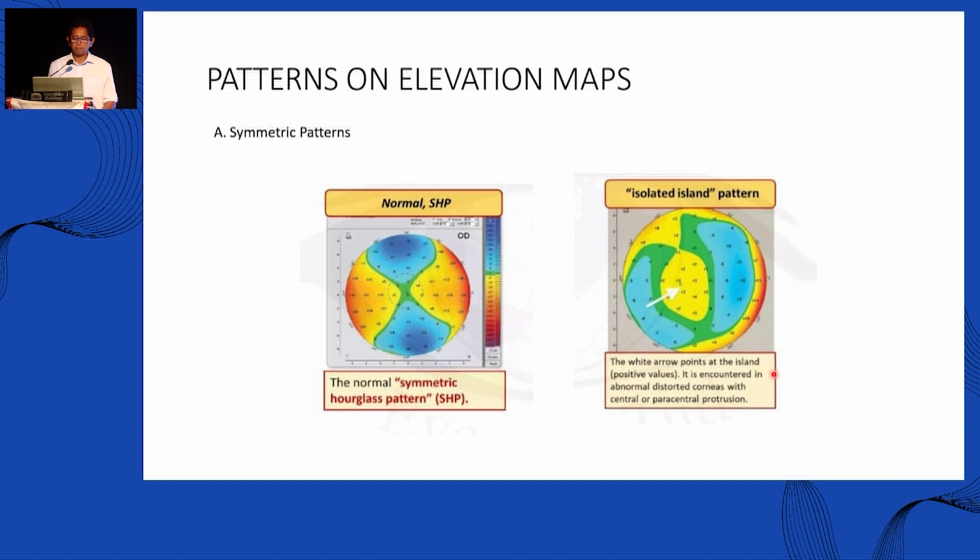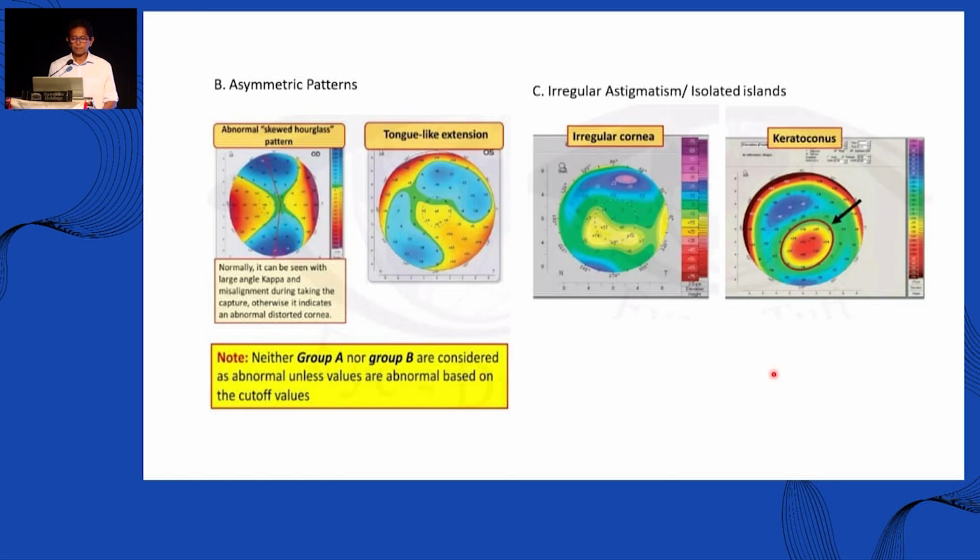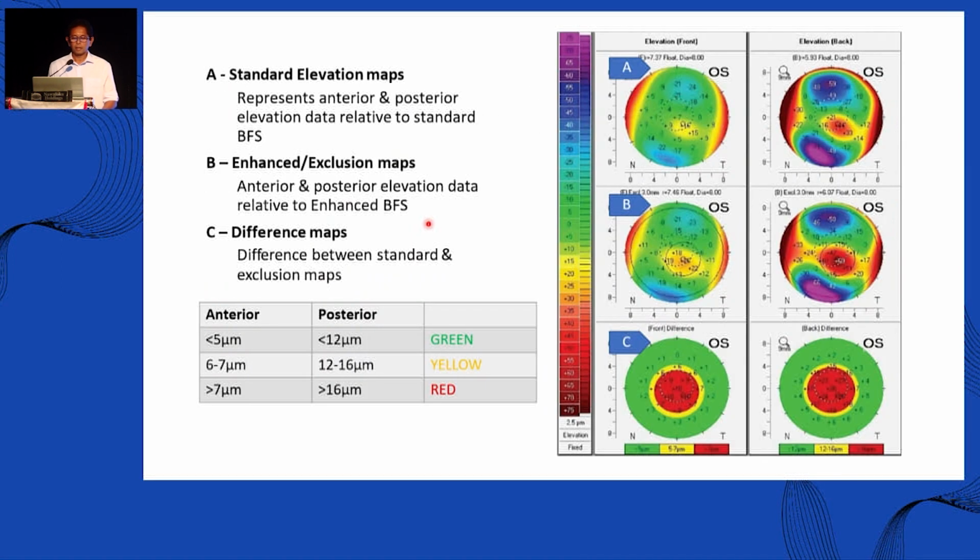So elevation maps, you can see that these are normal. There's a symmetric hourglass, isolated island. There can be asymmetric tongue-like extensions, and there could be irregular corneas, and keratoconus may look like that, irregular corneas. But these are normal. Then in the best fit sphere enhanced picture, there you look at the standard elevation maps.